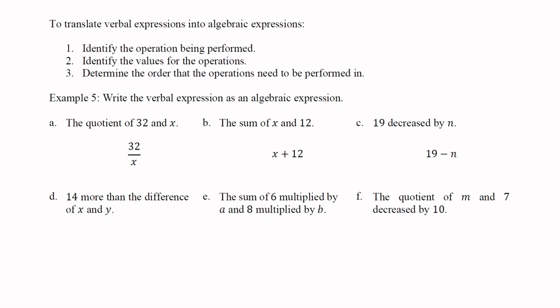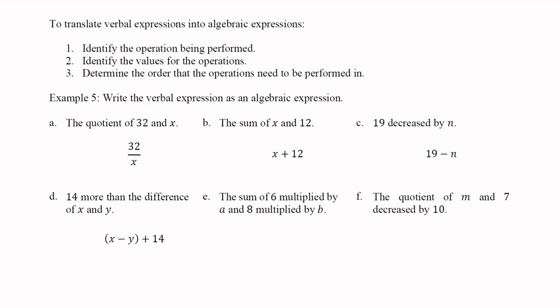14 more than the difference of x and y. Okay, so now we've got a couple of things going here. So we're going to start with the difference of x and y. The difference of x and y is going to be x minus y. And then we're going to add 14 to it because we want 14 more than that difference. And it's important here to use parentheses around the x and y terms here because we are performing that operation before we add the 14 to it.